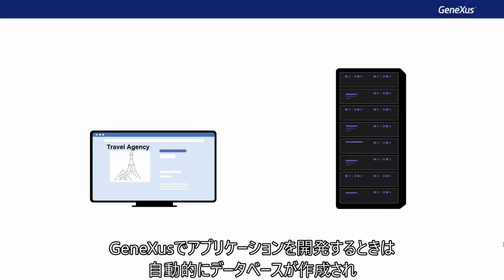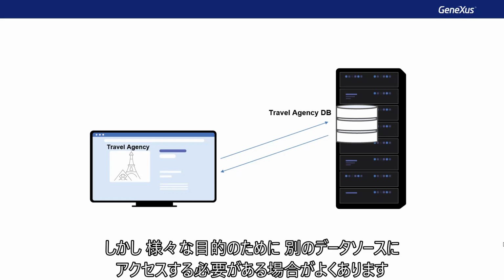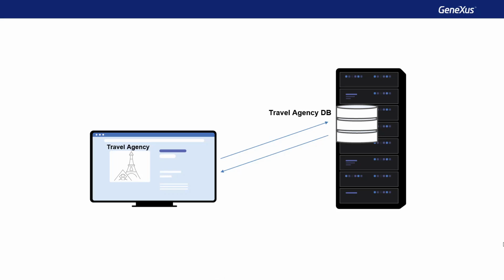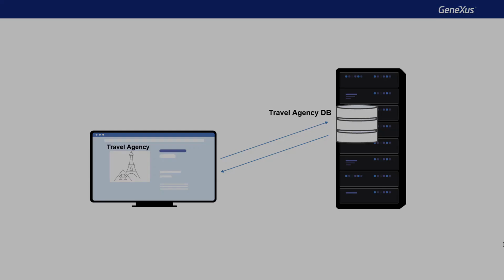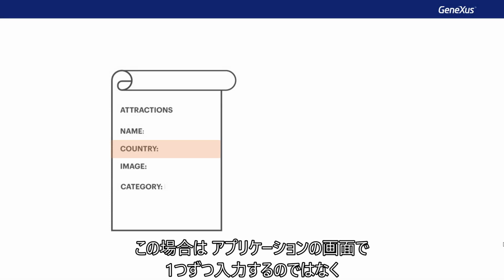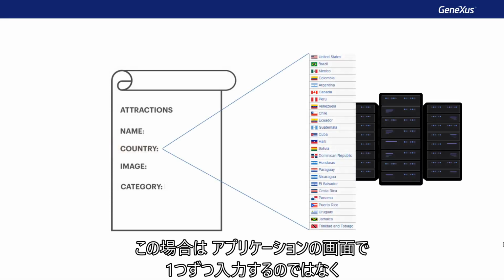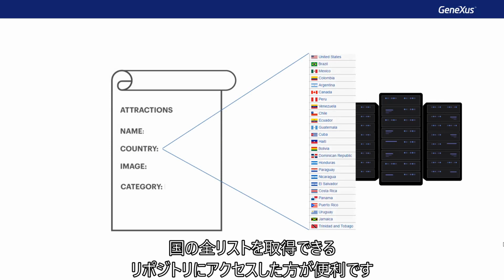When we develop an application with GeneXus, the database is automatically created, where the main information handled by the application is stored. However, many times we need to access other data sources for different purposes. For example, suppose we need to choose a country from a list of countries to assign it to some entity. In this case, it's more convenient to access a repository where we can obtain the entire list of countries, instead of entering them one by one through the application screens.